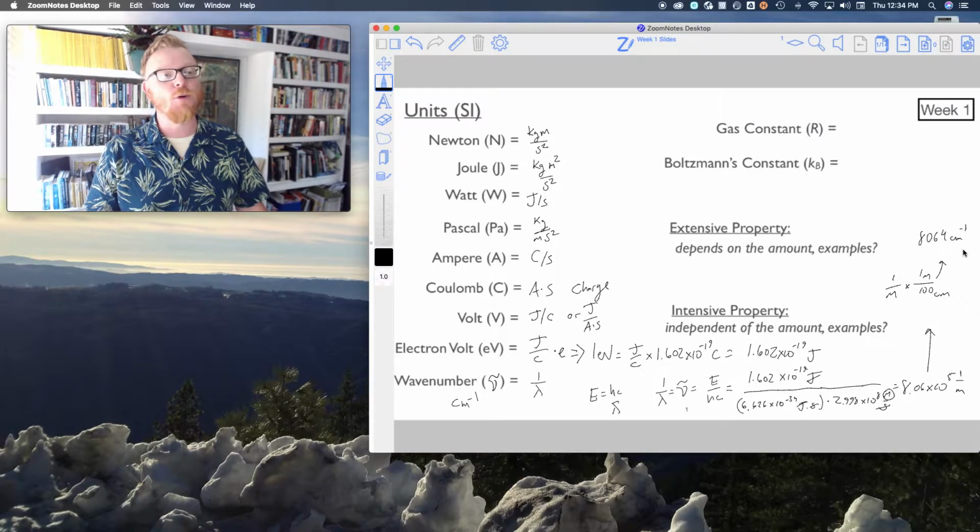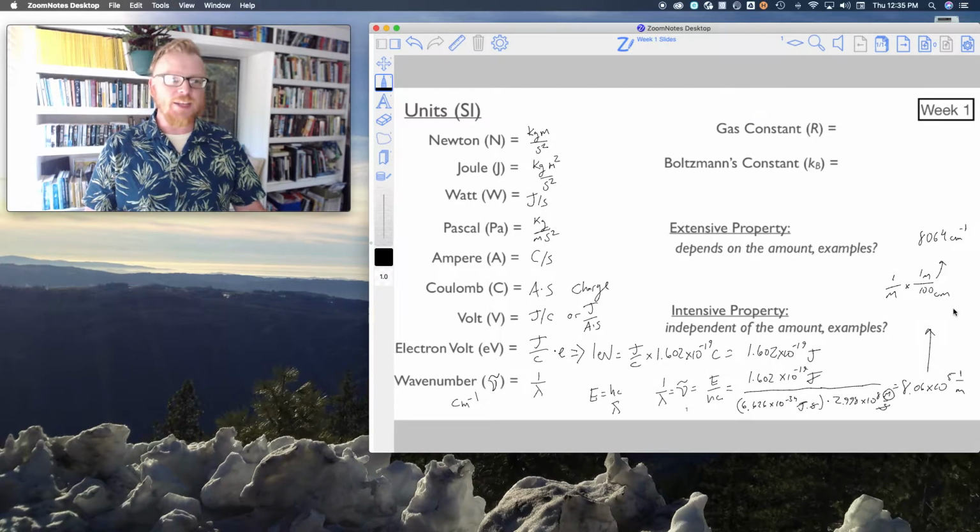If you recall from your FTIR from OCHEM, the highest energy that you probe is about 4,000 wave number. Remember that OH stretch is around 3,500 wave number. So 1 electron volt is outside of the IR, but it's close. It's right in that range. It's very close to the IR.